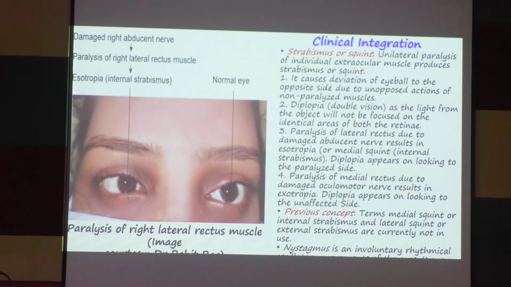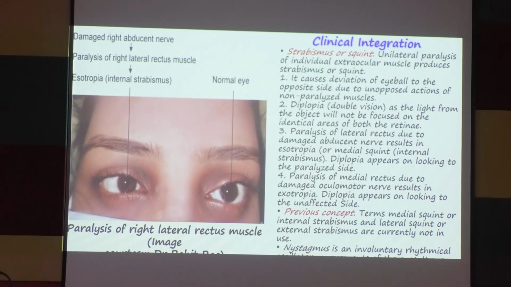Strabismus or squint. Unilateral paralysis of an individual extraocular muscle produces strabismus or squint. It causes deviation of the eyeball to the opposite side due to unopposed action of the non-paralyzed muscle. There will be diplopia, or double vision, due to squint, as the light from the object will not be focused on identical areas of both retinas. Paralysis of lateral rectus due to a damaged abducens nerve results in esotropia or medial squint, internal strabismus. And diplopia appears on looking to the paralyzed side.